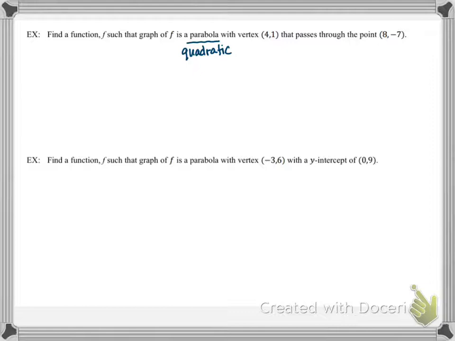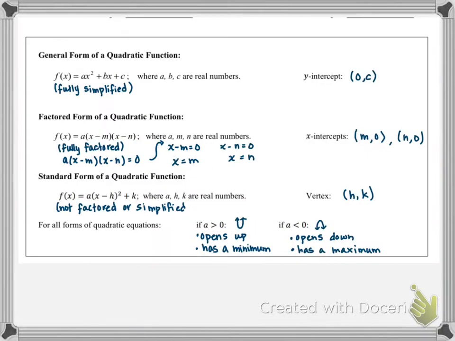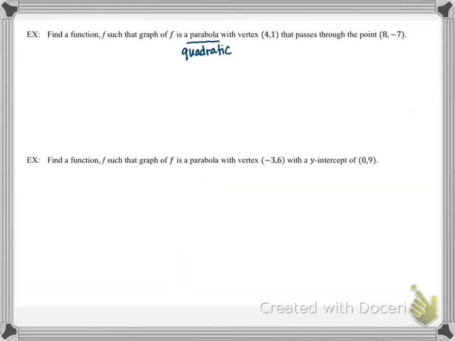And then it tells us that it has a vertex of 4, 1. And so I think back to myself, well, which one of the forms of the quadratic function had to do with the vertex? Which one was it? Yeah, standard form, right? And so as soon as I see that I have a vertex, that tells me that I have to use standard form.